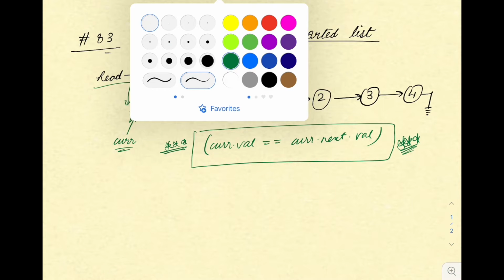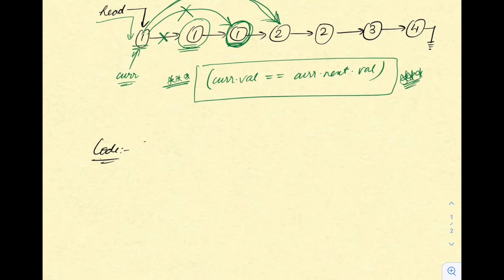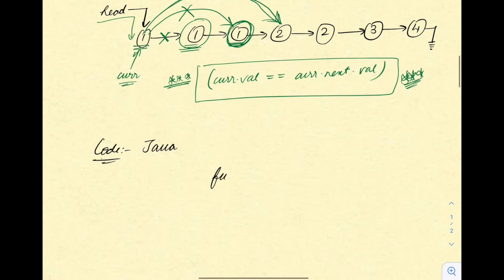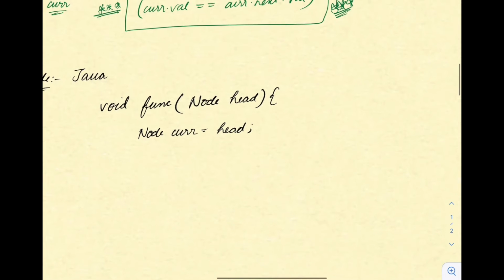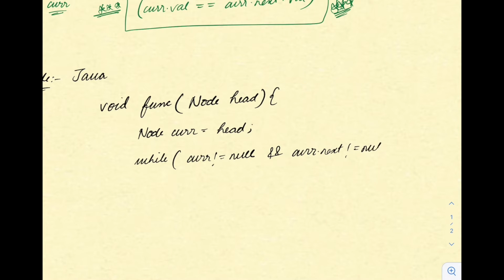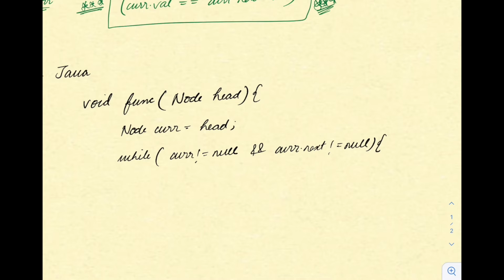So let's see how we can actually code this problem. Here we'll be writing code in Java, and let's say we have been given a function where we have been given a node, which is the head of the list. Let's make a pointer that we'll be using, current, and make it point to head. Okay, so this is done. Then we have to traverse over our entire list, and while doing that we have to make sure that current is not equal to null and current.next is also not equal to null. We have to make sure these conditions are true.